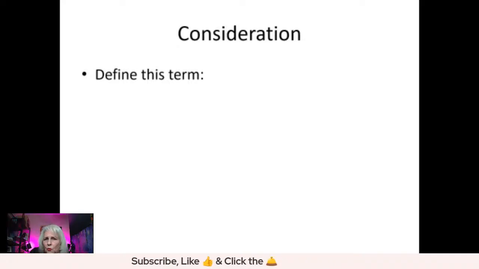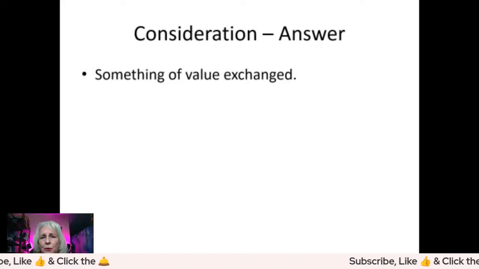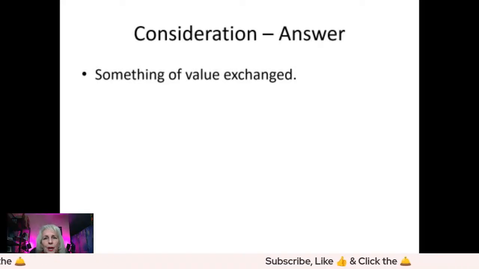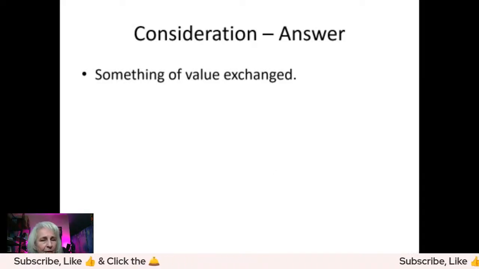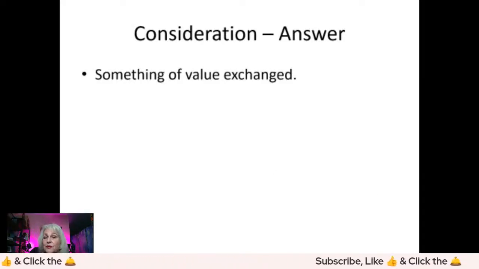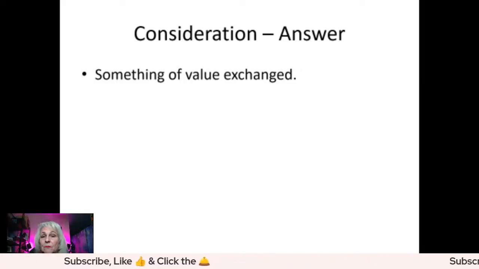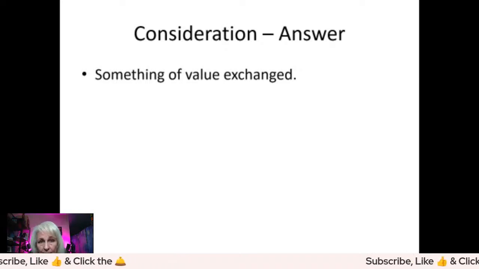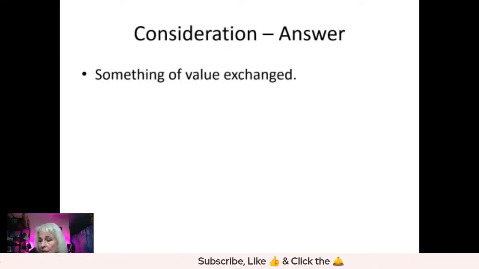Consideration. So what are we considering? Consideration is something of value exchanged. So when a buyer makes an offer to a seller, we're presenting some type of consideration. It does not have to be cash. That consideration is considered earnest money if it is money that's being delivered to the title company or the other escrow officer, being an attorney.